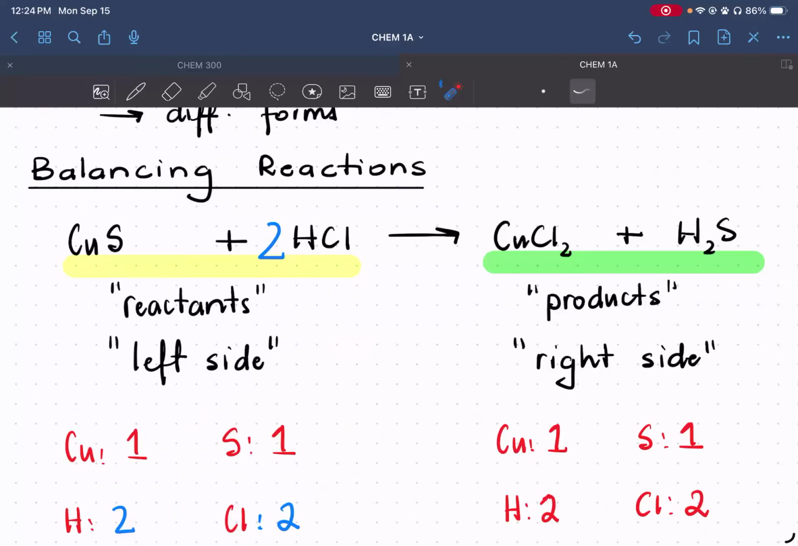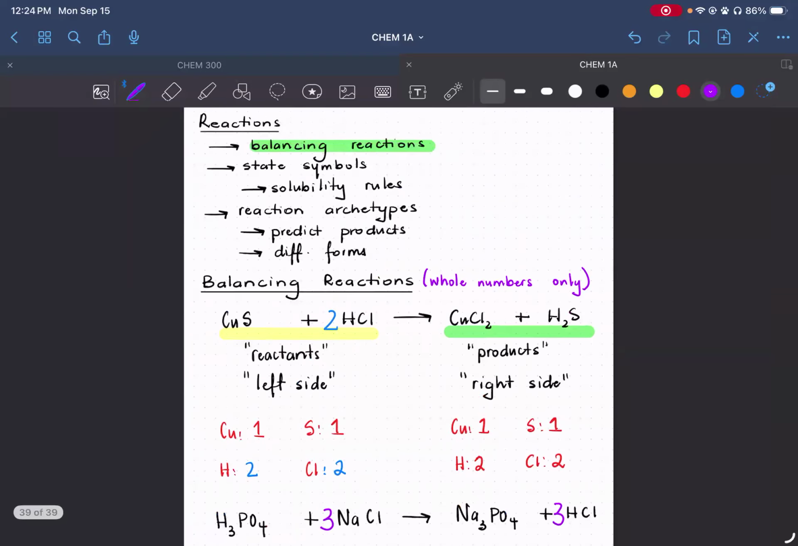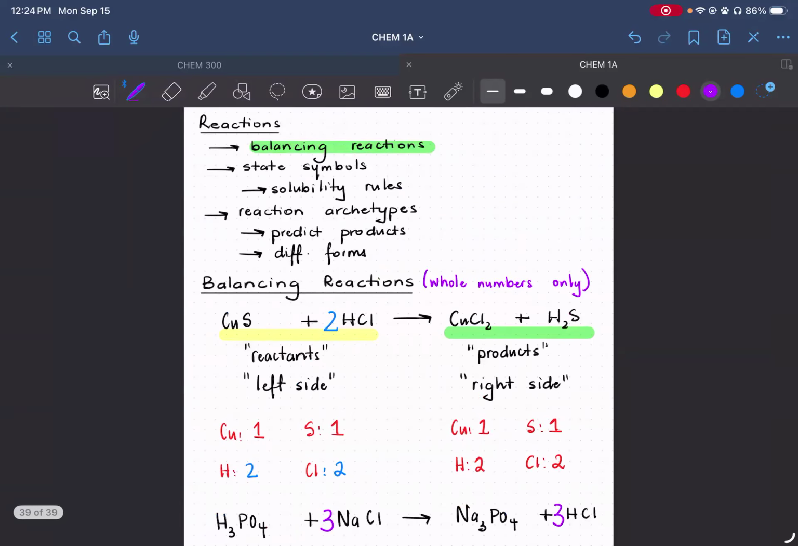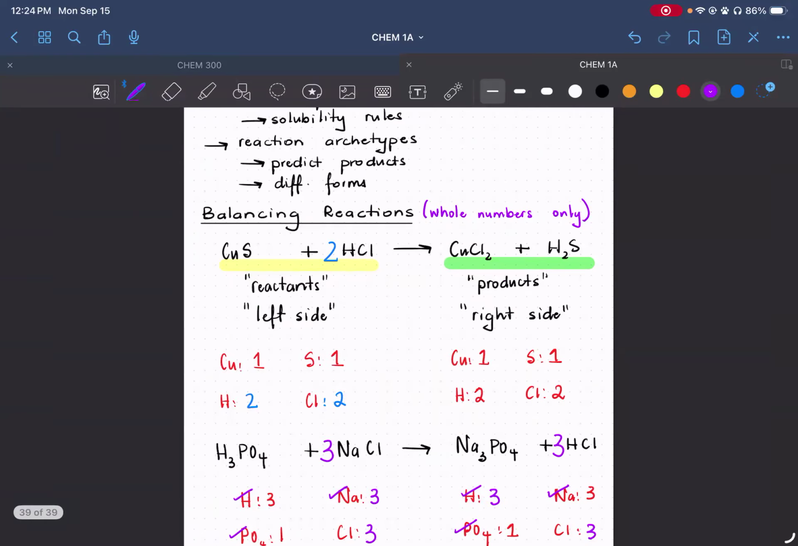And while we're on it, I want to point something out about balancing reactions. We're going to use whole numbers only. There's nothing wrong with a fraction every now and again, but we don't really like to use fractions if we can help it. That's how to balance reactions. It's something we'll never shy away from. So just a couple of practice problems out of the way is good because we'll be coming back to it again and again.